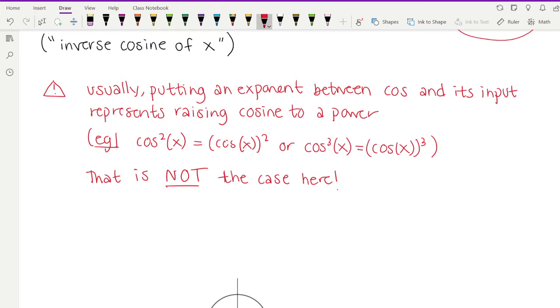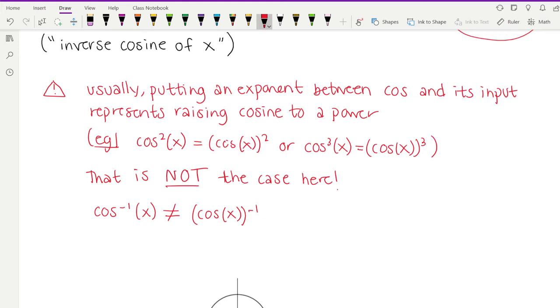So if you see something like this, cosine with this little -1 of x, that does not mean the same thing as taking cosine of x and raising it to the -1 power. I know that might seem like a confusing statement. I'll explain what it does mean in a second.